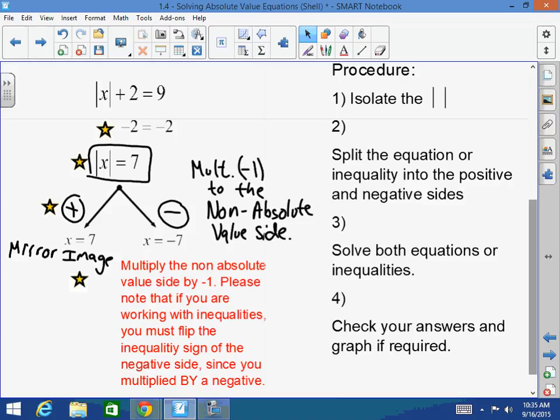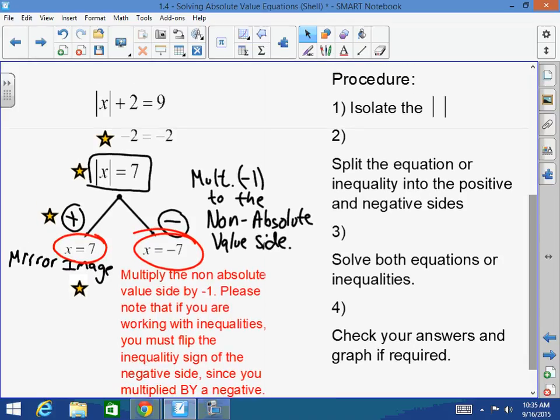The answer is going to be now x equals 7 and x equals -7. Either or. Both can work. Let's plug it in and see if it works. What's the absolute value of 7? What's 7 plus 2? So it works. What's the absolute value of -7? What's 7 plus 2? It works.